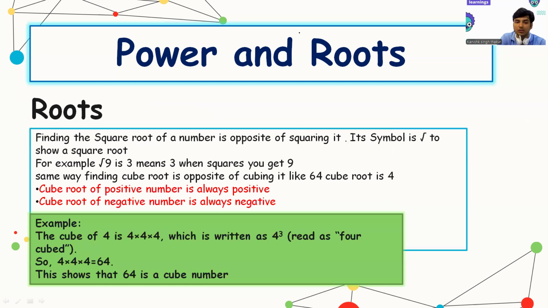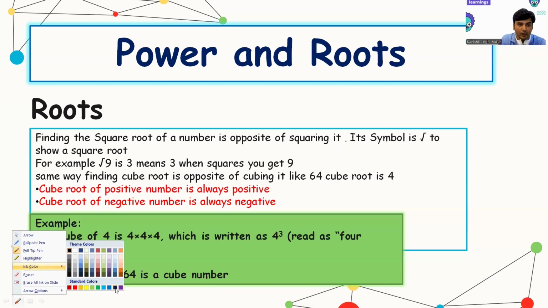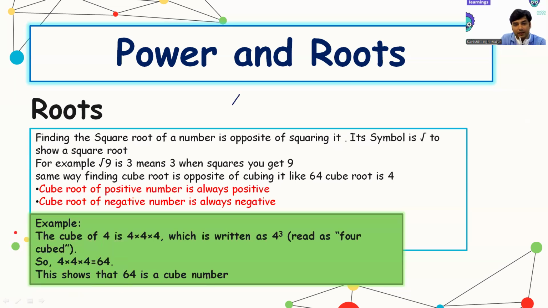Now roots. Roots are the opposite of powers. Means what? See, suppose I have written 4 square is 16. So I can write the square root of 16 is 4. It means what number squared will give me 16? This is what a root is. And this is the symbol for root.